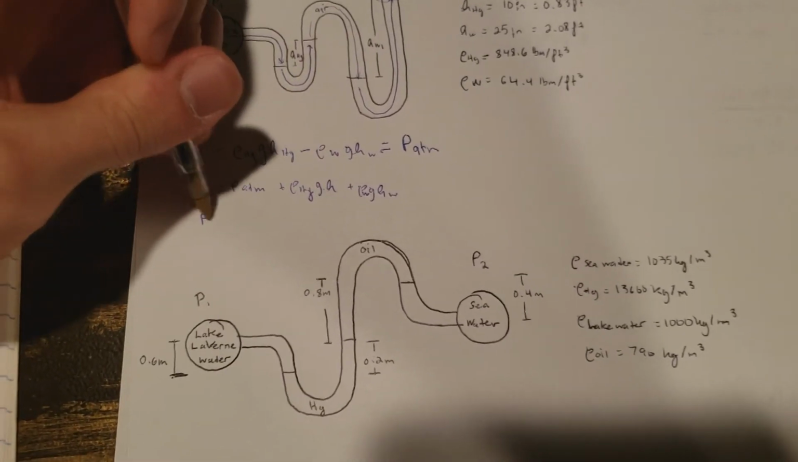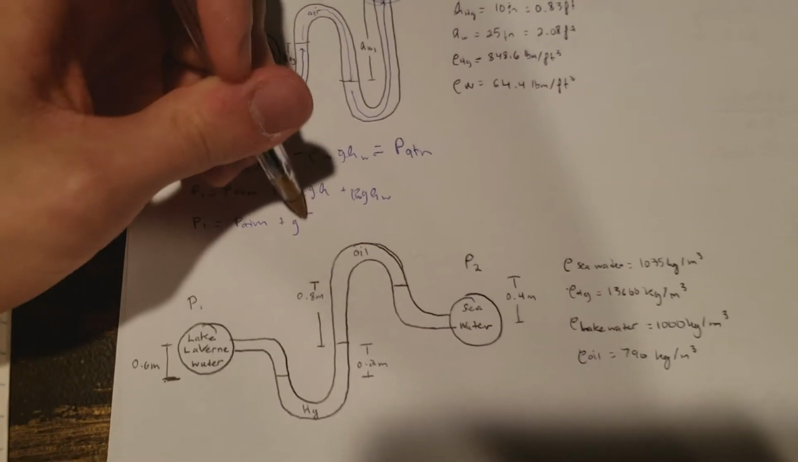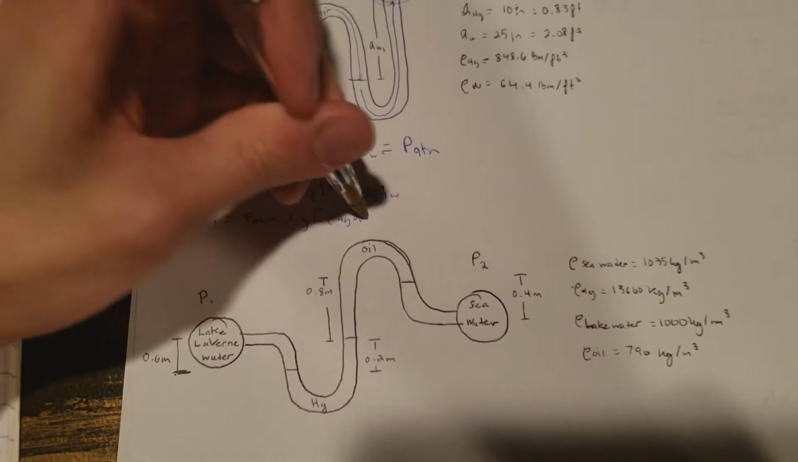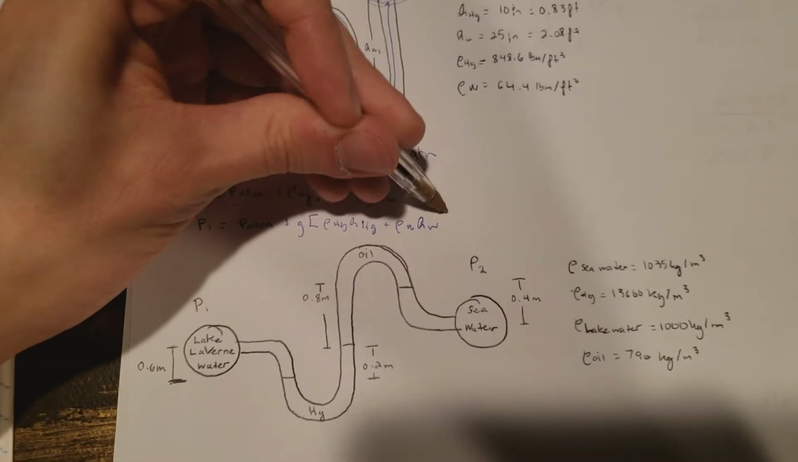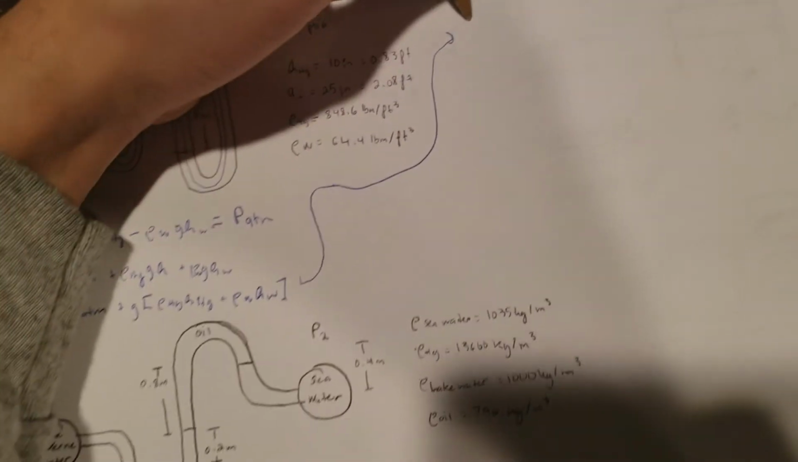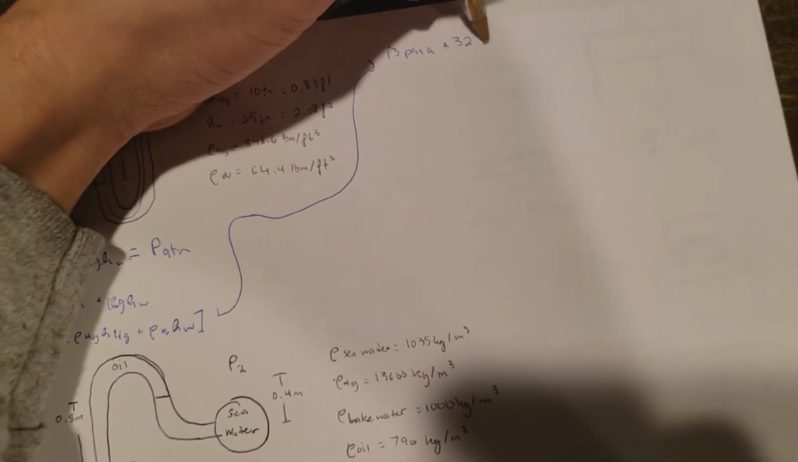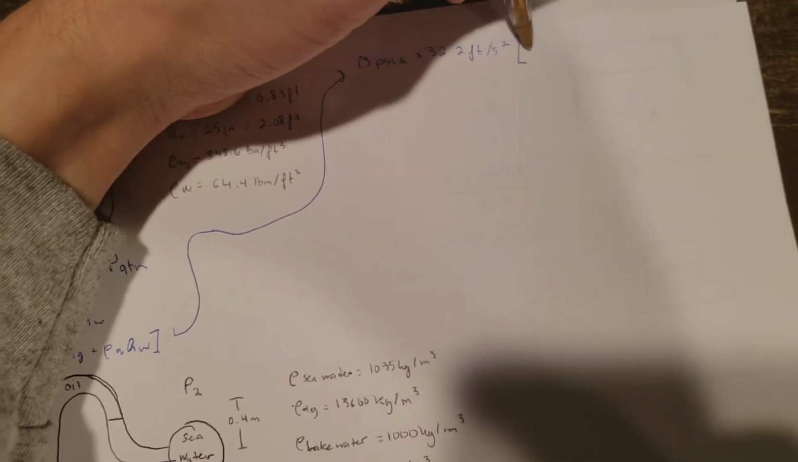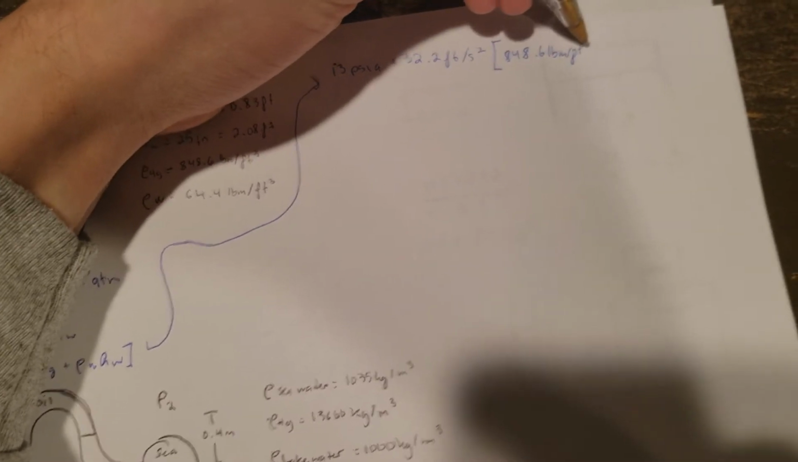So pressure 1 is equal to atmospheric pressure plus rho Hg g height Hg, plus rho water g height water. And I'm very sorry if this seems like overdoing it with the work, but I really want to show you guys every single step. So gravity, again, you just have to find what value it is when it's in feet. That's 32.2. And then we're going to have 848.6 pounds per feet cubed.